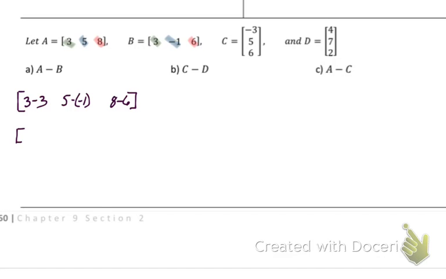So we're going to have 3 minus 3, which is 0. 5 plus 1 is going to be 6. 8 minus 6 is going to be 2, and that's it.